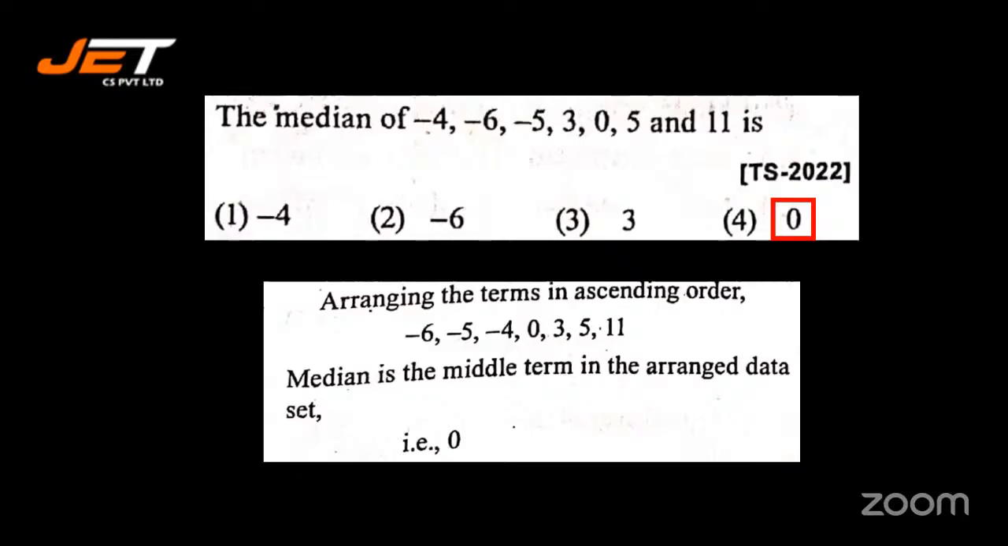All right, students. So hope you all are getting the answers. With this, we are moving on to our next question. If mode is 29, mean is 32, then what is median?